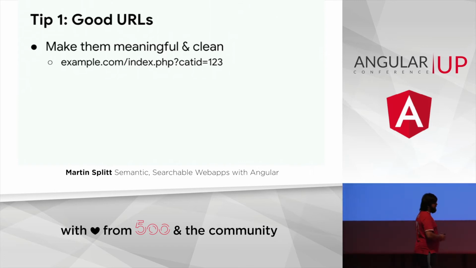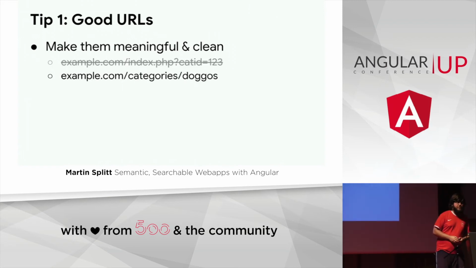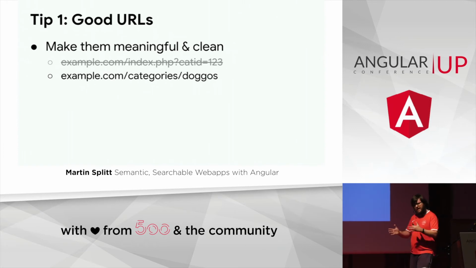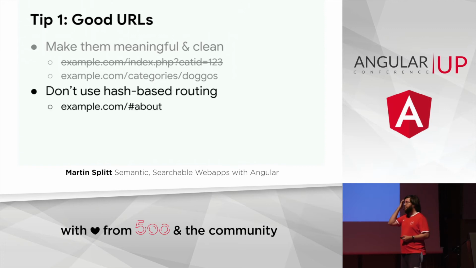Instead of having something like this, which does not make clear what, let's say this is rate doggos. Why is there a cat ID? I don't want cats in my doggo ranking page. So instead, what you could do is you could just go like, yeah, this is actually the categories, and this is the dogs category of my page. Much nicer. Search does not care that much about it. We don't actually look at this kind of stuff. The other URL works just as well for search, but for your users, the second URL works a lot better.